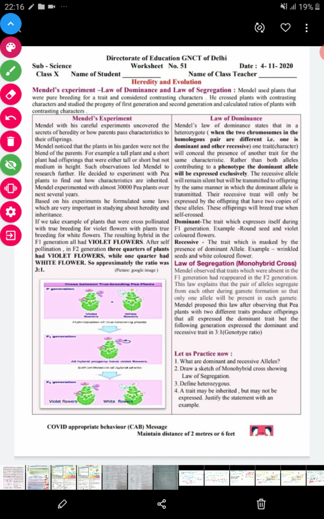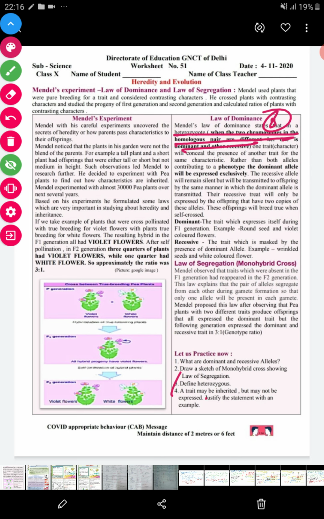Next we have, what is defined as heterozygous? So you can write the answer from here. This is the answer of this question. And last, a trait may be inherited but may not be expressed. Justify your statement with the help of an example. Yes, a trait can be inherited but not expressed.